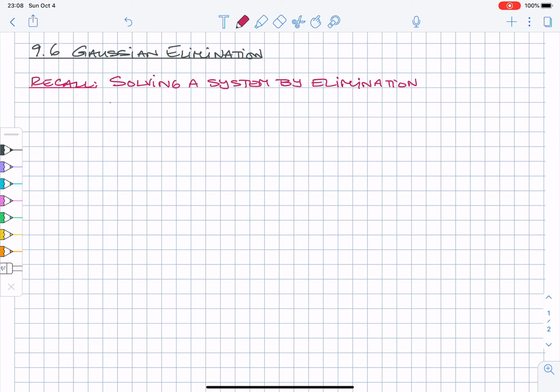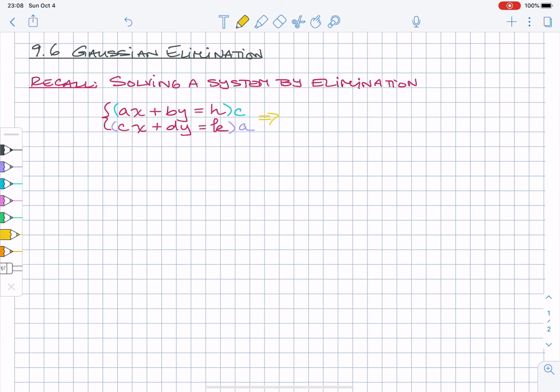If we were given, say, ax plus by is equal to h, and cx plus dy is equal to k, we would multiply the first equation through. If we wanted to, say, eliminate x, we would multiply the first equation through by c, and the second equation through by a.